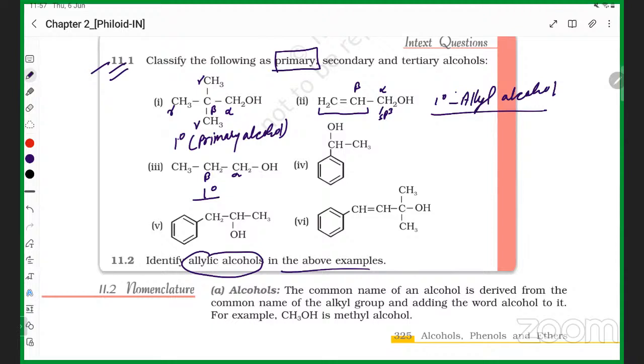What about this one? We did not study benzyl alcohol, na? One thing we missed out, benzyl alcohol. Wait, I will tell you. This is the alpha carbon just next to the benzene ring, but the alpha carbon has two beta carbons. So 2 degree benzyl alcohol. I will explain benzyl alcohol to you.